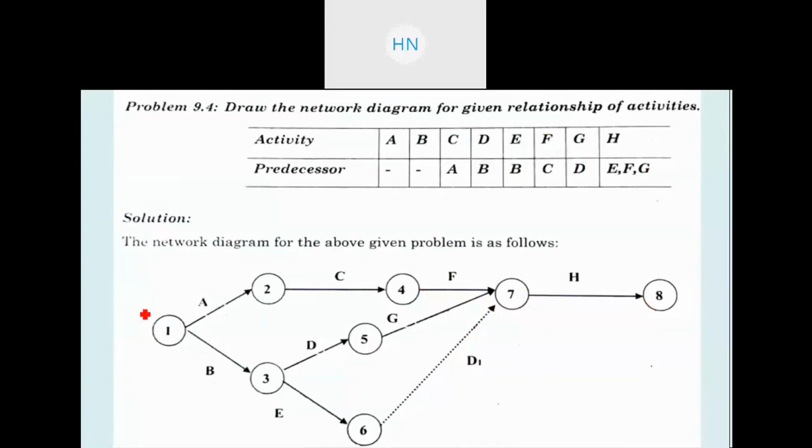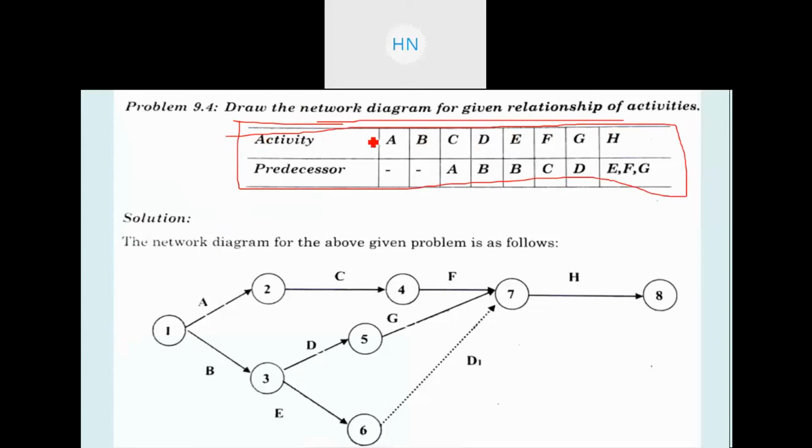Now let us move to the second problem also. Here there is one more similar kind of example that you need to solve. Here what you are given is, draw the network diagram for given relationships of activities, right? So here also you are given data in tabular format, and you need to solve and develop the network. So let me explain this also.